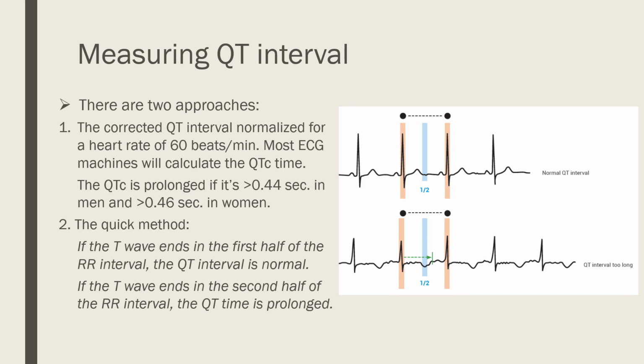While for the quick method, if the T wave ends in the first half of the RR interval, the QT interval is normal. That's to say, less than half the RR interval. If the T wave ends in the second half of the RR interval, the QT time is prolonged. That's to say, if it is more than half the RR interval.